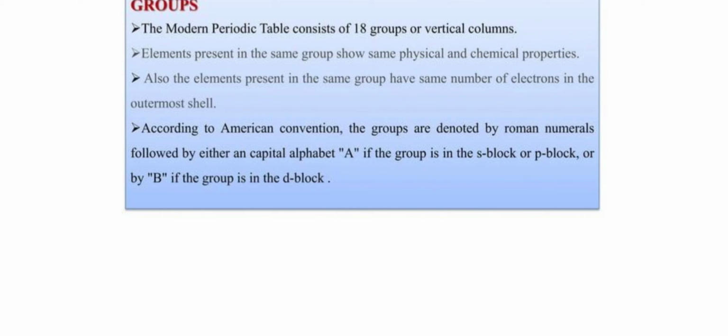The elements in the same group show the same physical and chemical properties. Also, the elements present in the same group have the same number of electrons in the outermost shell. According to the American system, the groups are denoted by Roman numerals followed by either a capital A if the group is in the s block or p block, or by B if the group is in the d block.